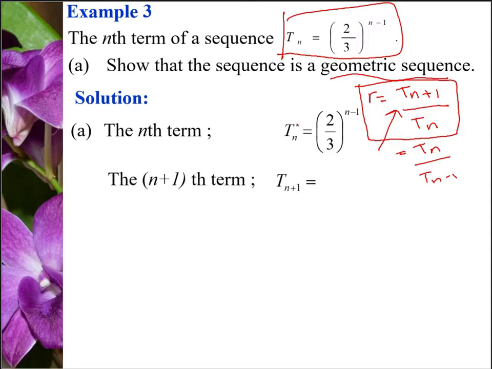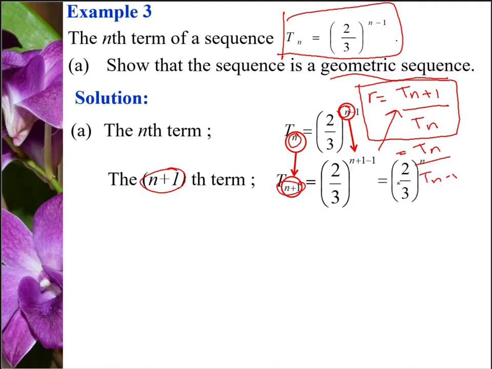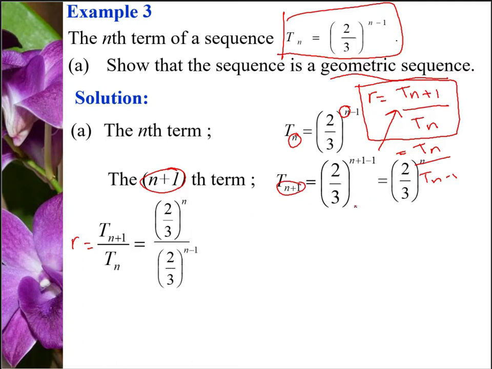So since we know that this n can be replaced with any number, let's say we replace it with n plus 1. So that means our n now has been replaced to be n plus 1 minus 1. Okay? Then we simplify the index, you will get 2 over 3 to the power of n. Next, write in the formula r equal to Tn plus 1 over Tn.